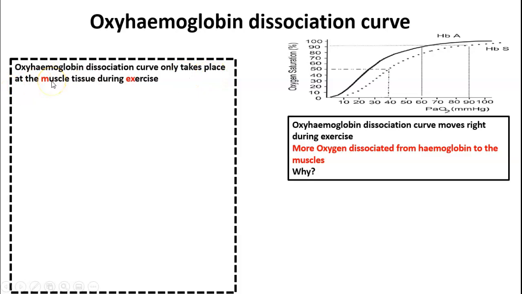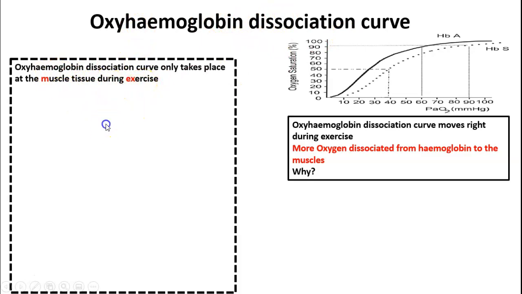This term only ever comes up when it's talking about the muscle tissue or gaseous exchange of the muscle tissue during exercise. They are the two things that you know. This is when the big ones come in. Now, it should have the title in the question. I cannot believe it would never do that. But just know that the oxy-haemoglobin dissociation curve is only ever referring to the muscle tissue during exercise.